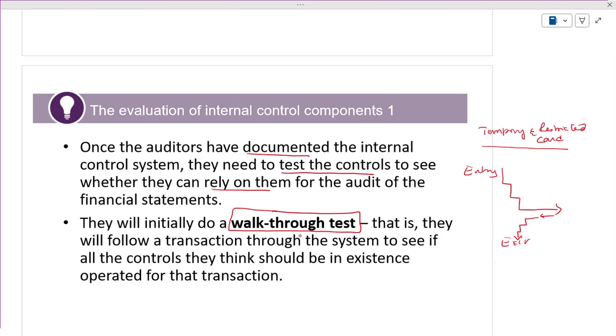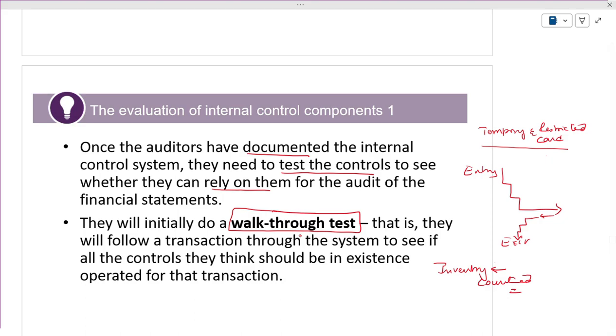Inventory count, you will have a walkthrough test. Plant and equipment, you have a walkthrough test. Sales, there is a walkthrough test. Inventory, you are receiving inventory, you will observe how the inventory is received. You will observe how the inventory is counted: before the count, during the count, after the count. You will observe each and everything in the walkthrough test.